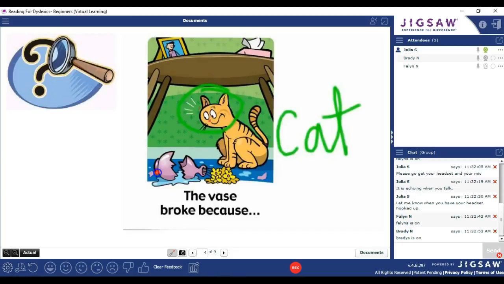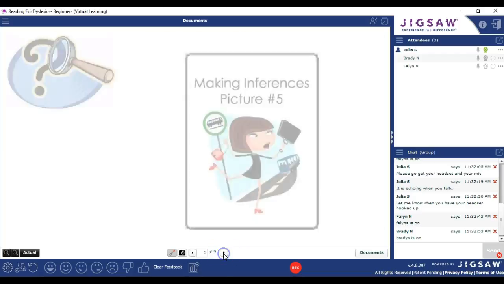What about this one? The vase broke because. Why did the vase break? The cat knocked it off. The cat knocked it off the table. You can make an inference that the cat broke it because you see the cat standing there looking at it, and we know what cats like to do, right? So we look at the picture, and we know also that cats like to climb on things and knock things off. So we can infer or guess that the cat broke it.